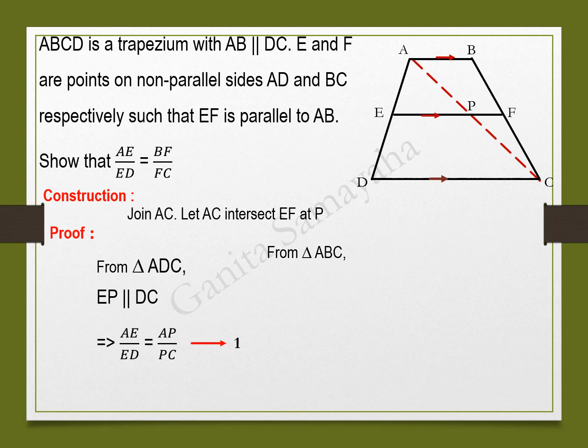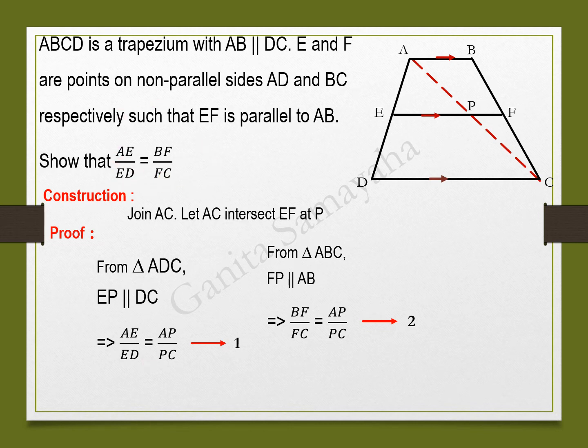So, from triangle ABC, we have PF parallel to AB, which means that BF by FC is equal to AP by PC. Let us call this equation 2. So what do we find from these two equations? Right hand side is the same, AP by PC. That means the left hand sides are equal, which means that AE by ED is equal to BF by FC, and that is what we want.